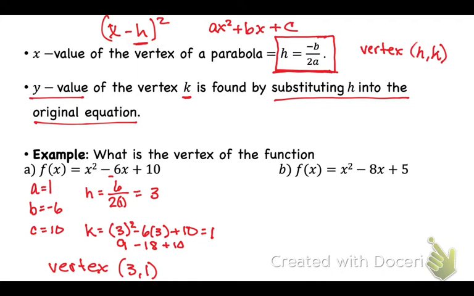Okay, so we are not going to only stop at the vertex. We are going to do more than this, but I wanted to use this formula. So on the next one, what is A? Can we do this by ourselves? 1. Sure. What's B? Negative 8. And what's C? 5. Now do it on your own.